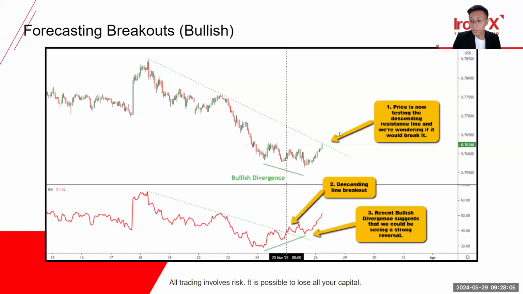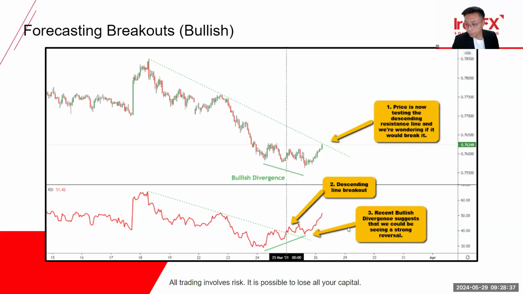Firstly, price is now testing the descending resistance line, and we are wondering if it would break or if it would respect this descending resistance line. But on the RSI, we have the descending line breakout. So more often than not, once RSI shows you that price has already broken out of this descending resistance line, price might actually just break out of this resistance line.